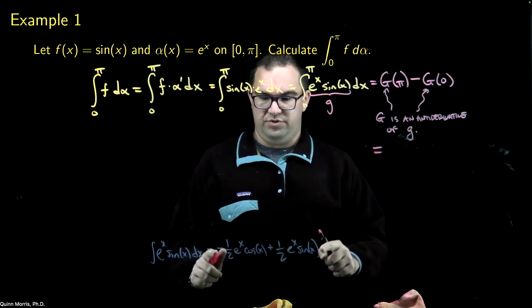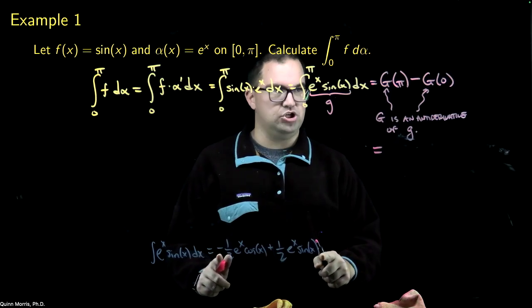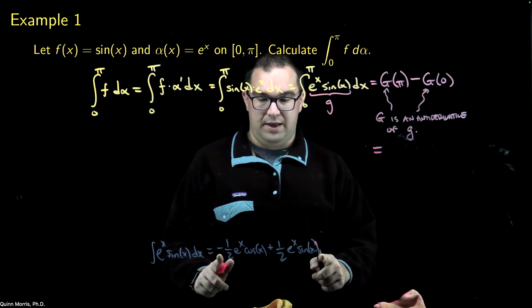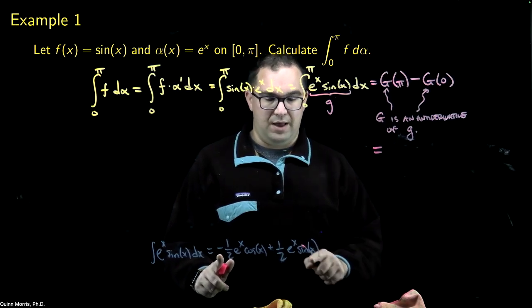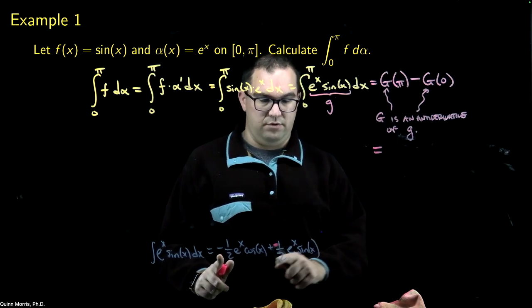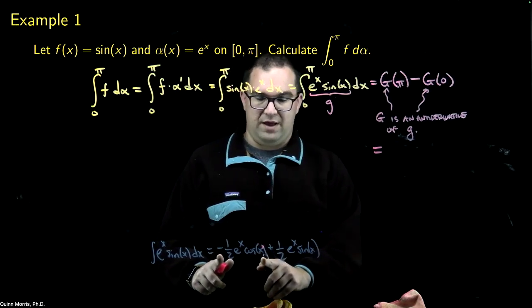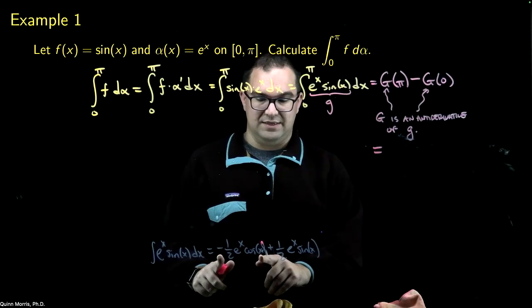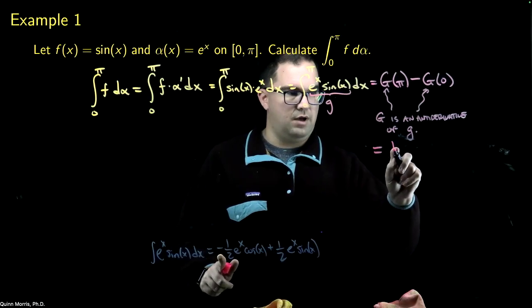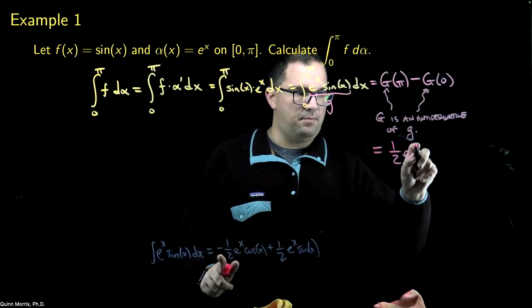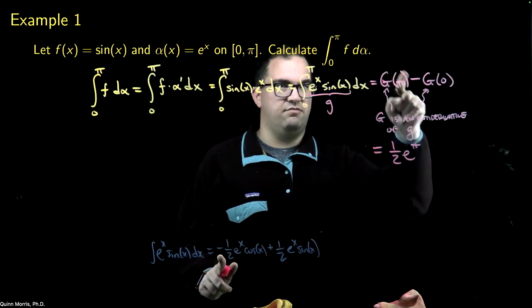is going to be equal to this function. This is going to be my capital G evaluated at pi. So if I evaluate this at pi, sine of pi is going to be 0. So this whole term will go away. This term, if I plug in pi, cosine of pi is -1. So I'll get a 1/2 e to the pi. That's going to be my g of pi.